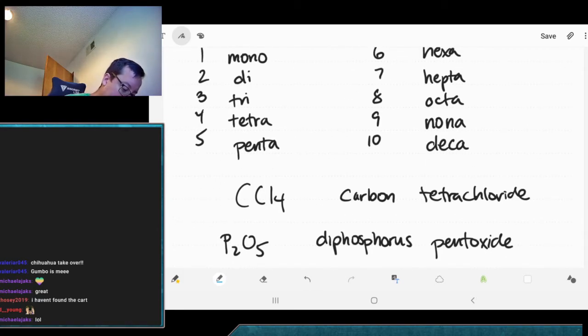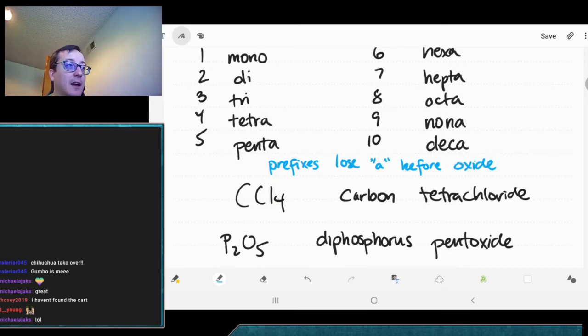These prefixes, they lose their A before oxide. So we don't say pentaoxide, we say pentoxide. So that's just one more thing to keep in mind. So we can say dioxide, that's okay. But we would say tetroxide. We don't say tetraoxide. Just for flow of how it works.